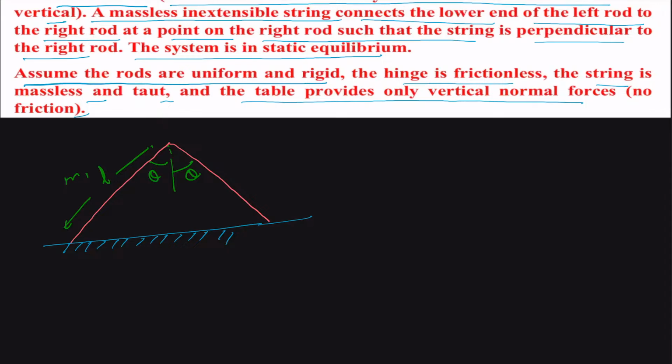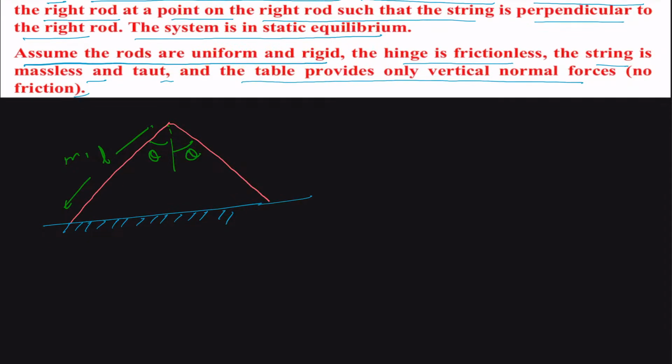And from one of the ends, suppose we call this end A, a string is connected to the other rod such that it makes an angle of 90 degrees on the other rod. So this is the basic question, and in this question we have to find out the tension T, as well as the reaction forces at the hinge.